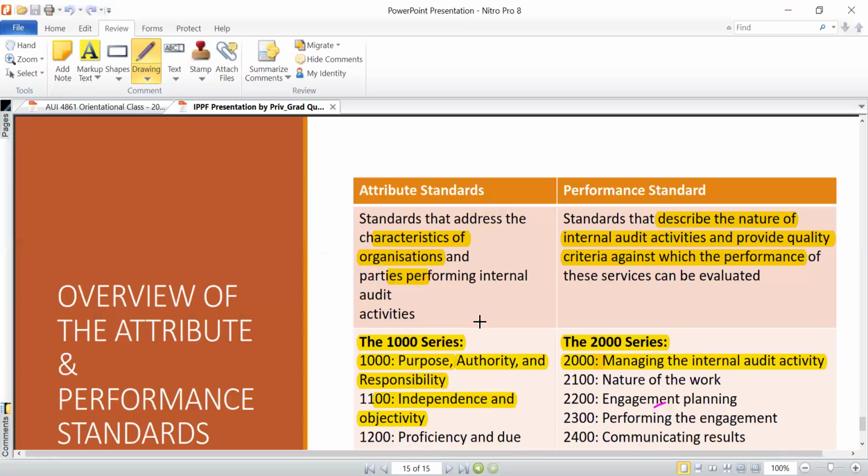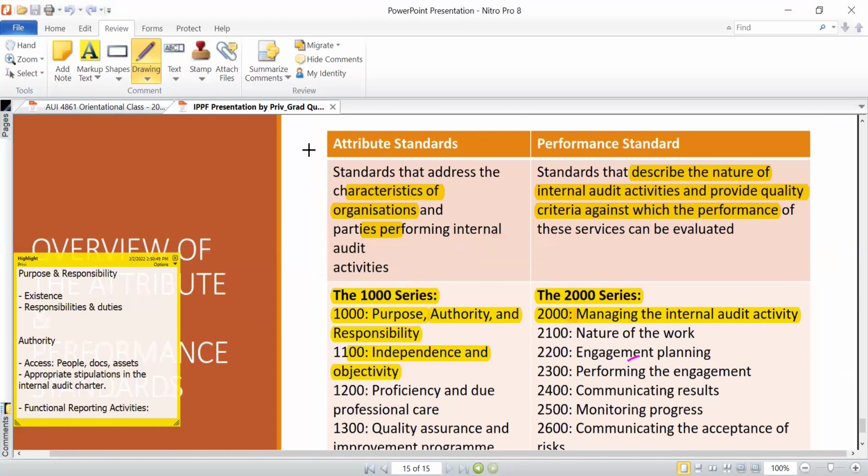Right. So if I look at the IPPF standards outline, it's made up of 2 groups: attribute standards as well as performance standards. Attribute standards address the characteristics of the organization and the parties performing the internal audit activities themselves. So in other words, attribute standards deal with the characteristics of the organization, and in more detail, with the person of the internal auditor. That's what attribute standards is all about, and it is titled the 1000 series.